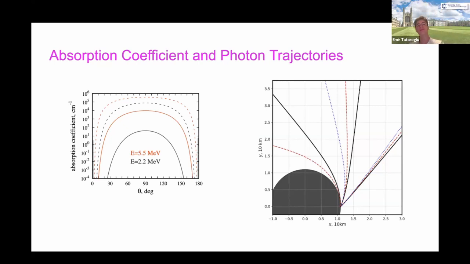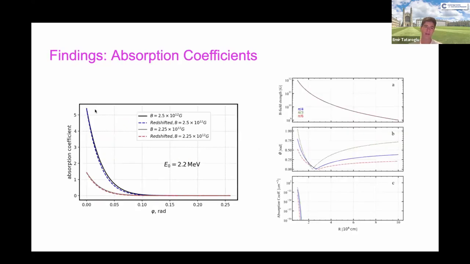What we can see here is that when the angle goes to 0 or 180 degrees, the absorption coefficient drops off to 0. Once again, we got this absorption coefficient from an approximation from a paper from 1988, and we calculated the trajectories and simulated them to get this.